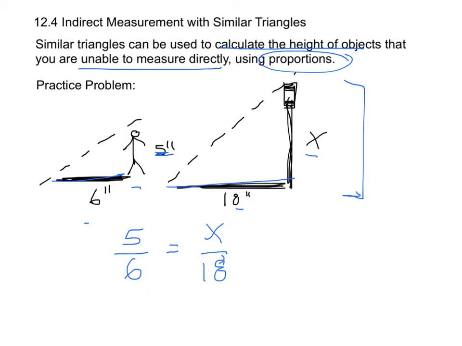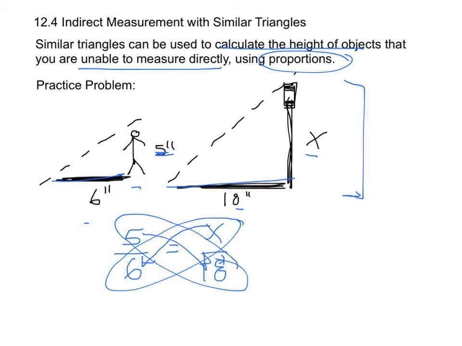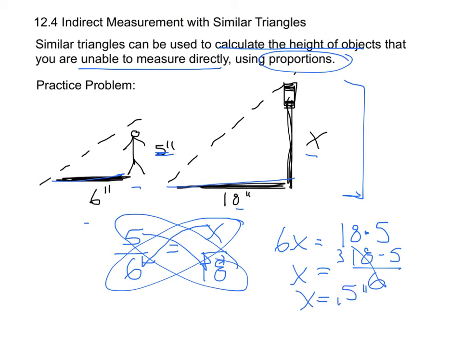And a good way to solve proportions, how I learned it, was the Jimmy Neutron method, where you circle here and you circle here, and then you cross multiply, so you bring over the numerator. And so we get 6x equals 18 times 5. And then we can divide by 6, cancel, and then we get x equals 15 feet.